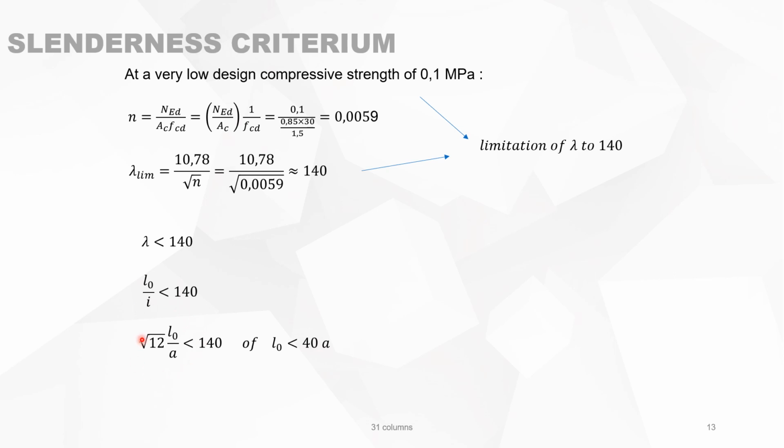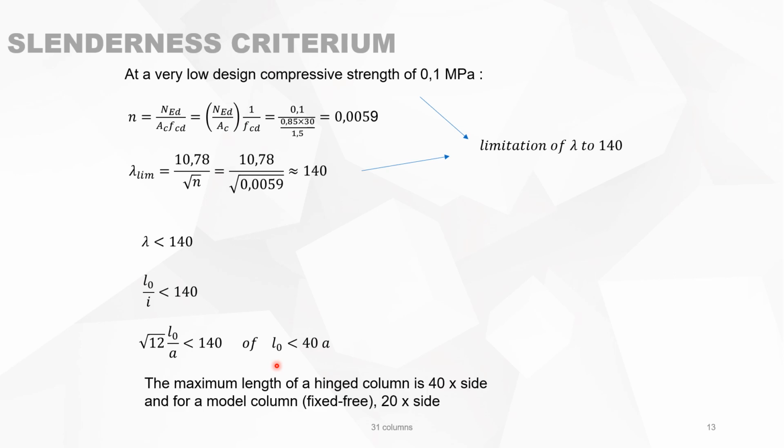And for a square column, it means that the effective length must be smaller than 40 times the size. So the maximum length of a hinged column is 40 times the side, and for a model column, it's of course only 20 times the side of the cross section.